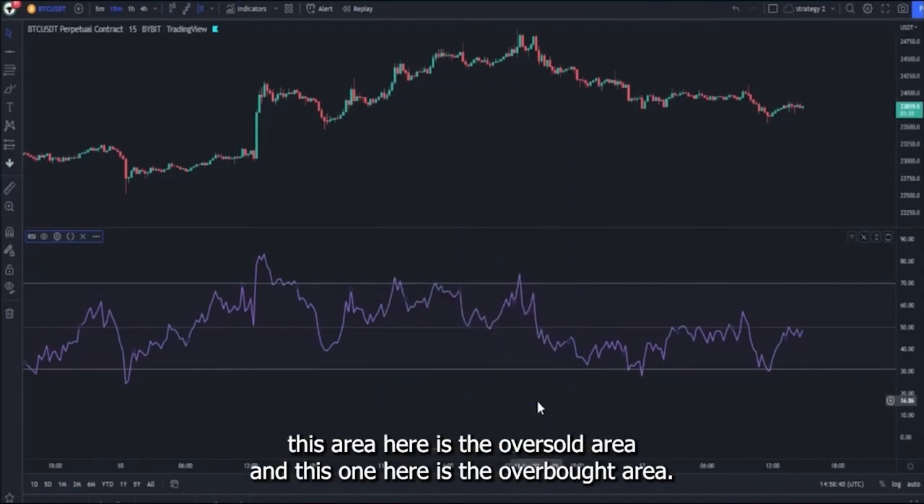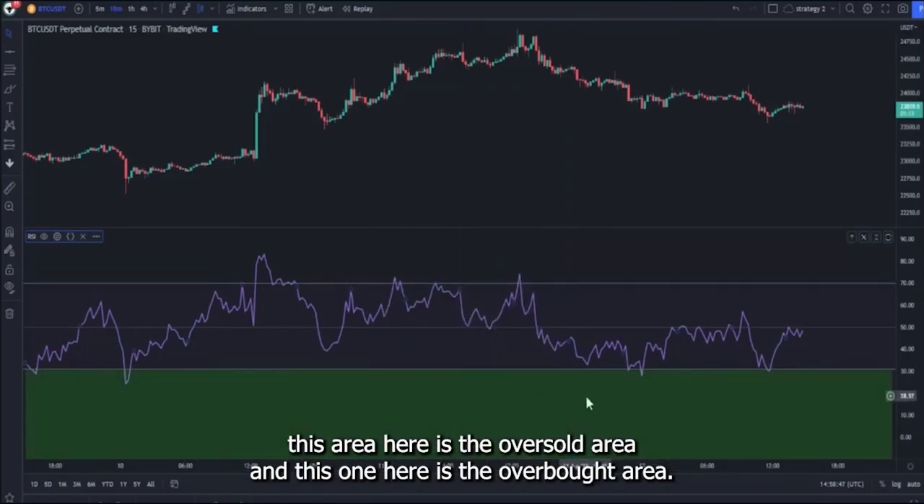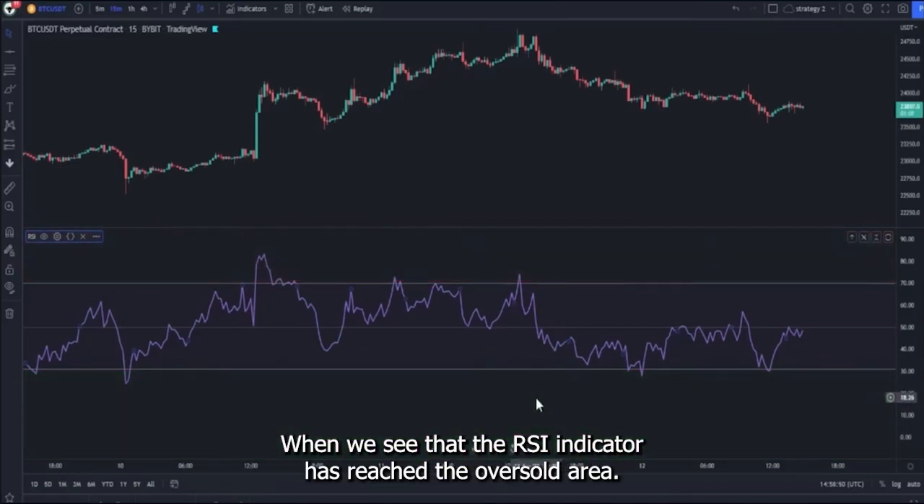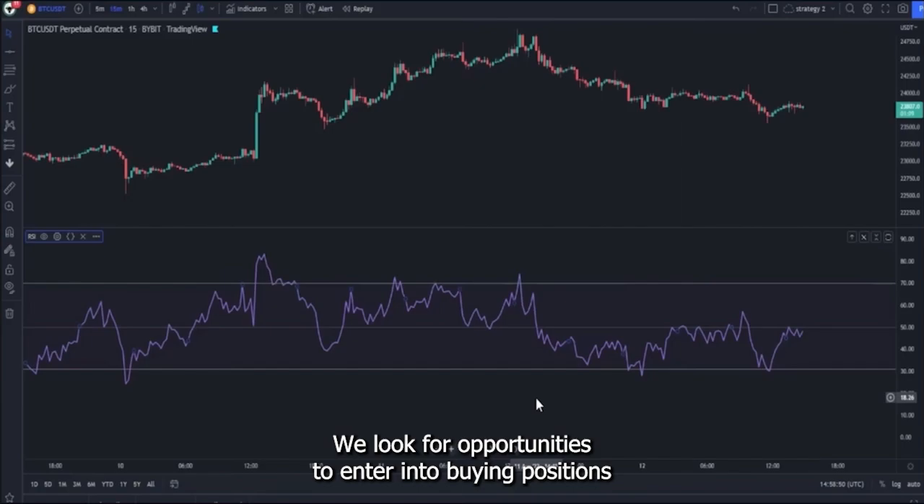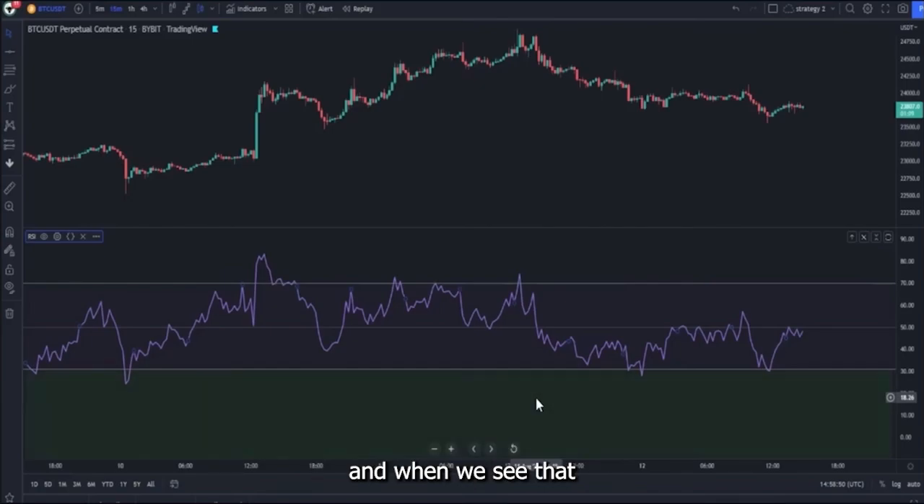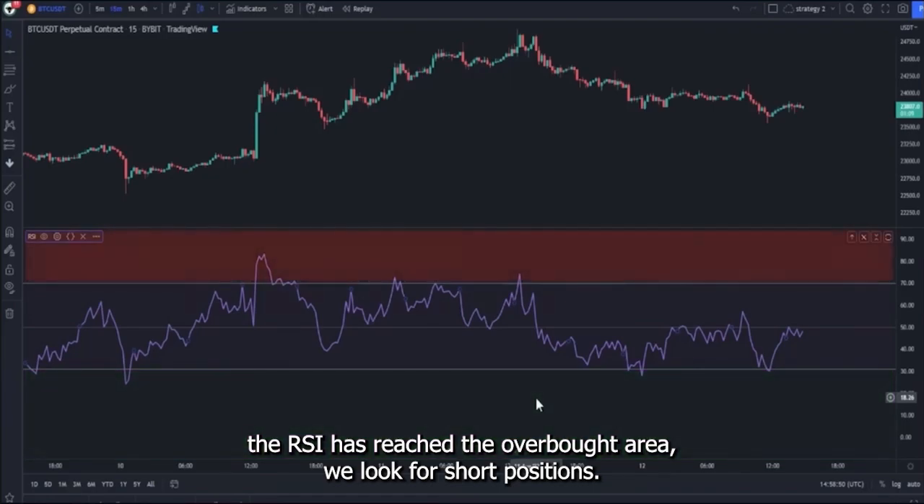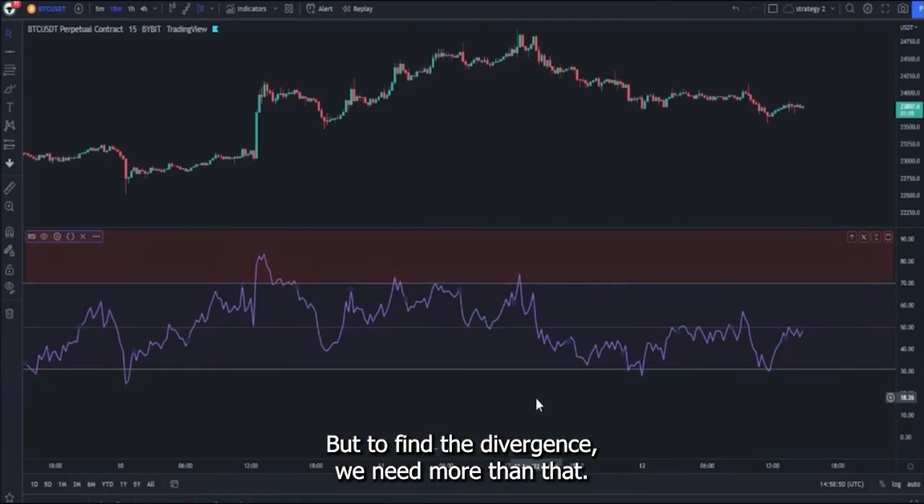As we know, this area here is the oversold area, and this one here is the overbought area. When we see that the RSI indicator has reached the oversold area, we look for opportunities to enter into buying positions. And when we see that the RSI has reached the overbought area, we look for short positions. But to find the divergence, we need more than that.